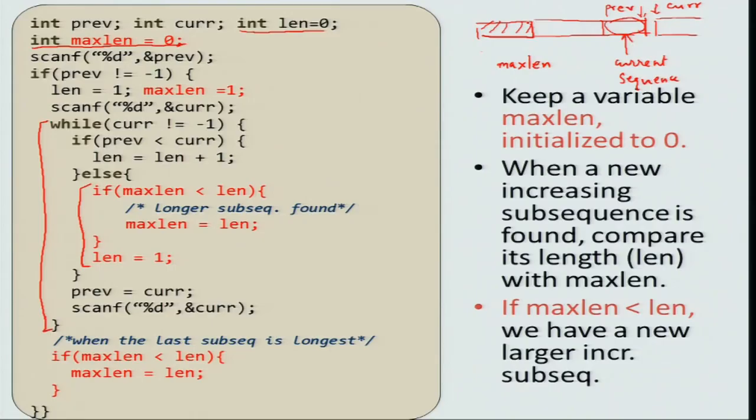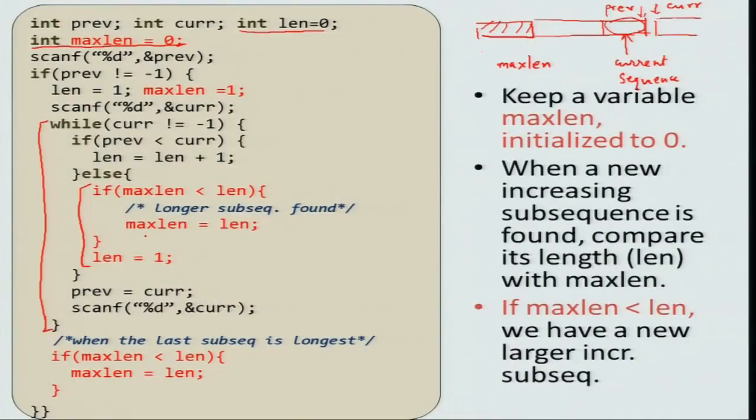If the sequence that we just stopped is longer than the previously known maximum length sequence, that is, if max length is less than len, notice that len is the length of the sequence that we just stopped, then we say that max length equal to len. So if the current sequence is longer than the previously known max length, max length becomes the length of this sequence. Otherwise, if the current sequence was shorter than the previously known maximum length, we don't do anything. So maximum length is the same.